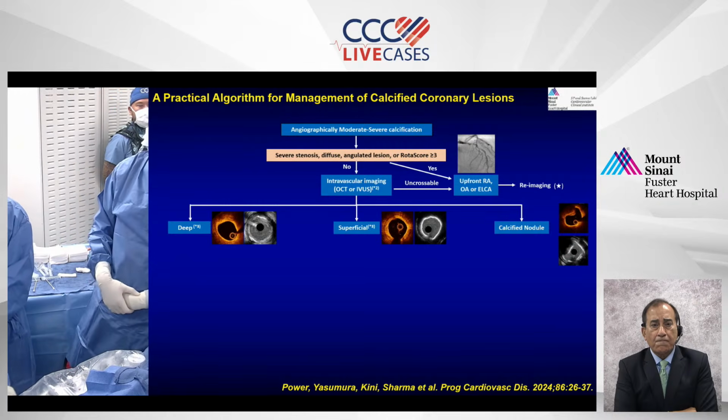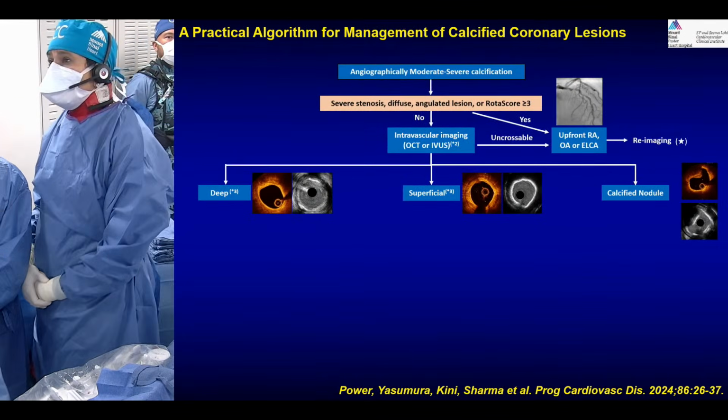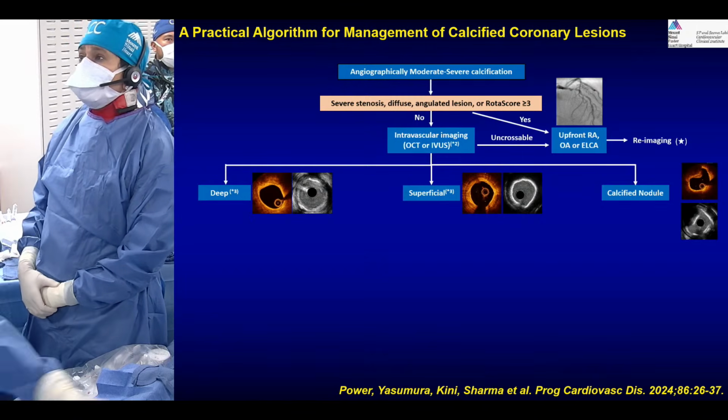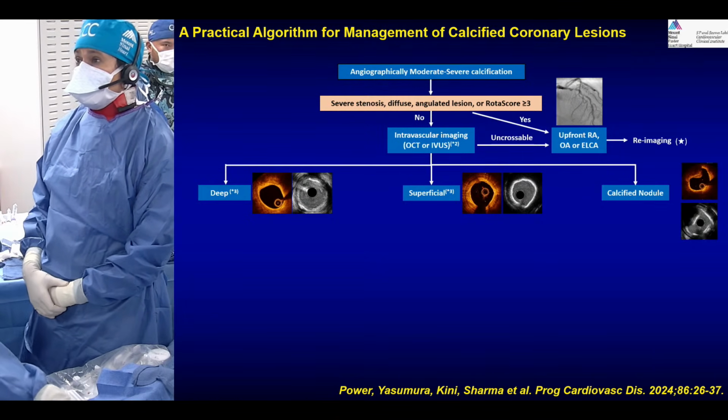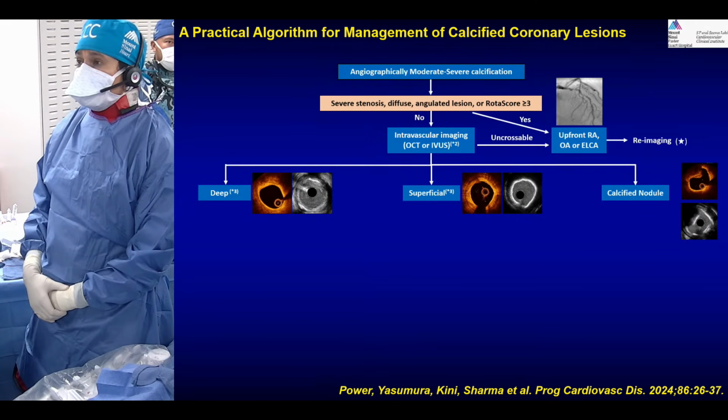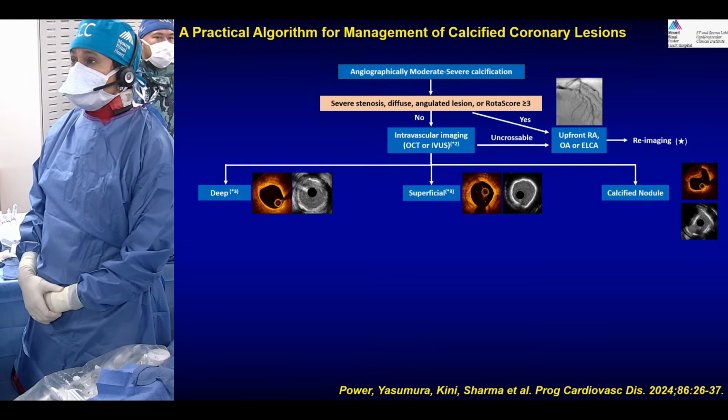So based on this, you figure out the diameter, right? It is not deep, so it is superficial calcium. If you want to understand more about depth, of course OCT is better. So we have superficial calcium. Go to the next.